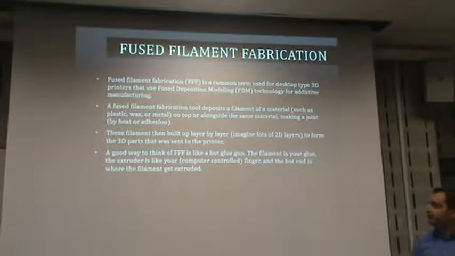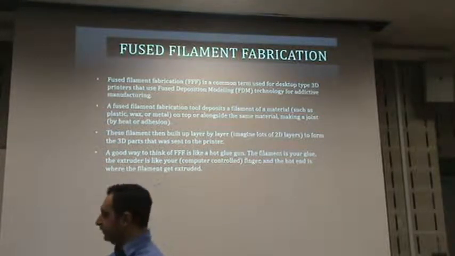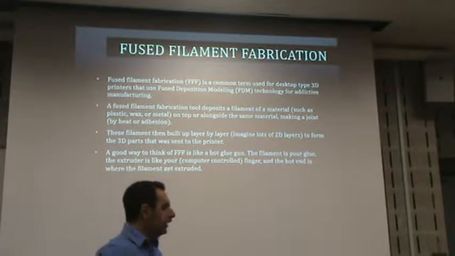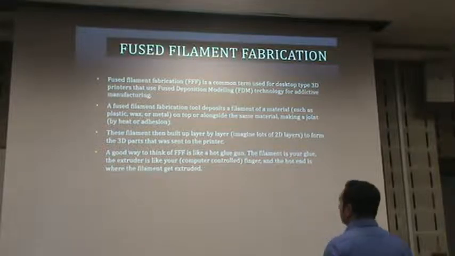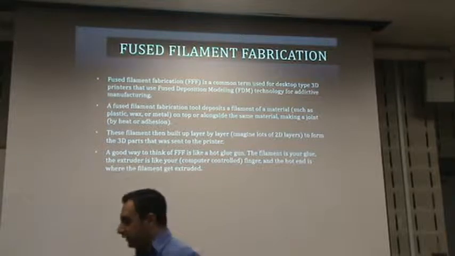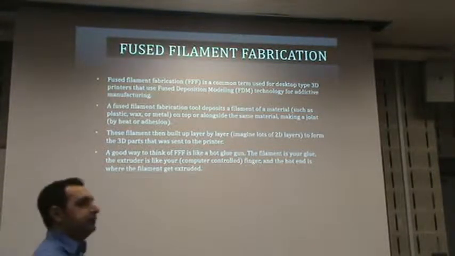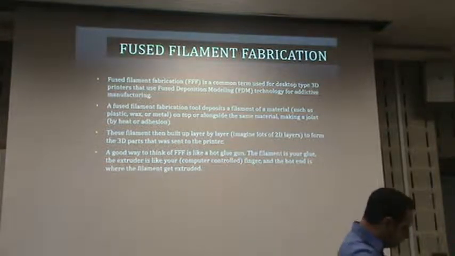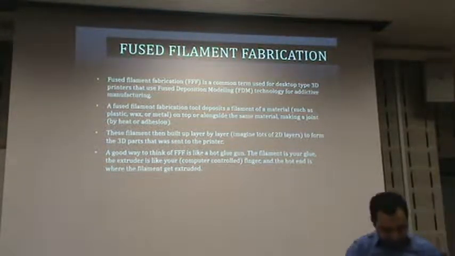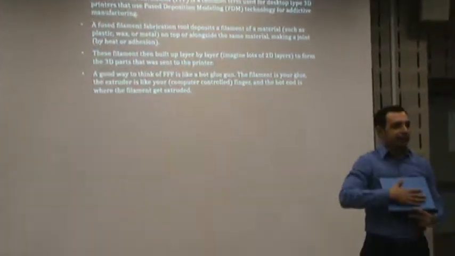So FFF is nothing but fused filament fabrication. That means you fuse the filament as it goes through the extruder and then you deposit it layer by layer. The bottom layer usually sticks to the plate. This is the base plate. Usually it's made of glass, or a plastic like PLA, some kind of plexiglass. This is a masking tape so that the plastic can be easily removed.